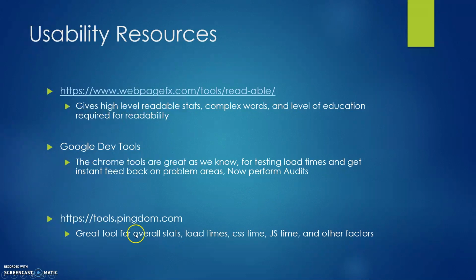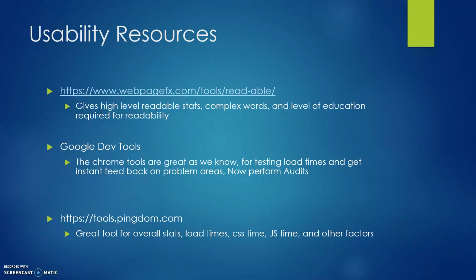And then the third one that I found was tools.pingdom.com, and that's a great tool. It does something like the audit tool in DevTools, but it goes a little bit more in depth. It does your CSS times and your JavaScript times and your JSON times. So how fast those are running, if they're too long, if you need to consolidate some JS to make sure that the web page load times are down, and just great stats all around.